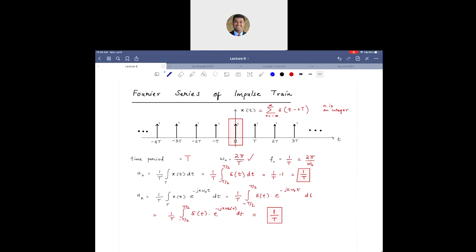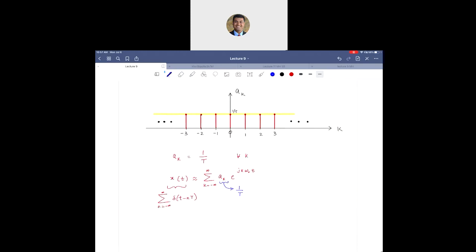This is going to be extremely useful when we start talking about sampling. When you sample a signal, you essentially multiply the signal with an impulse train. So knowing the Fourier series coefficients, and later on the Fourier transform of an impulse, will be very helpful. This is the first step in that conversation. All right, let's keep moving here.